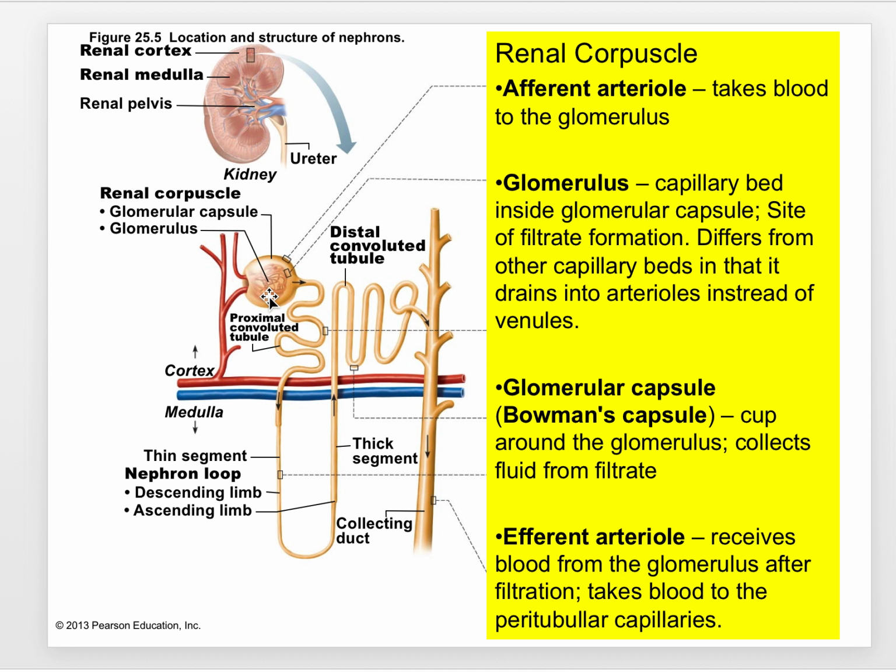This proximal portion of the nephron is the renal corpuscle. It consists of the afferent arteriole, which takes blood to the glomerulus. The glomerulus itself is a capillary bed inside the glomerular capsule, a site for filtrate formation. It differs from other capillary beds in that it drains into arterioles instead of venules. Remember how in regular capillary beds, the arterioles feed the capillary bed and then it drains into a venule. In this capillary bed, there's an afferent arteriole that takes blood to the glomerular capillary bed, and an efferent arteriole that takes blood away from the glomerular capillary bed. So there's arterioles on both sides of the glomerulus.